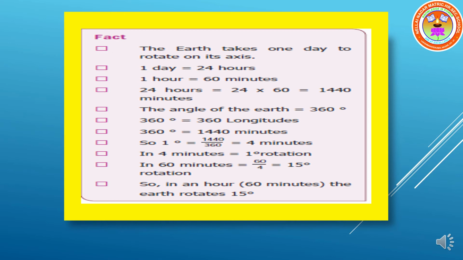So, 1 degree rotation equals 1440 divided by 360. That is, Earth takes 4 minutes to rotate 1 degree longitude. 4 minutes equals 1 degree rotation. For 60 minutes, it is 60 divided by 4, equal to 15 degrees. For 1 hour, the Earth rotates 15 degrees. Is it clear?